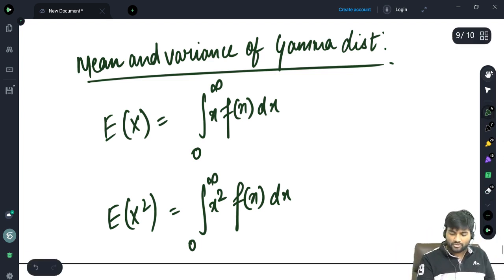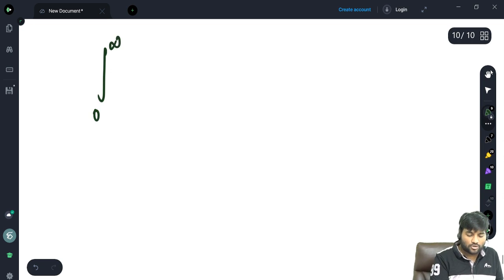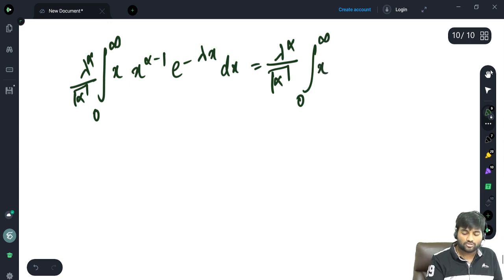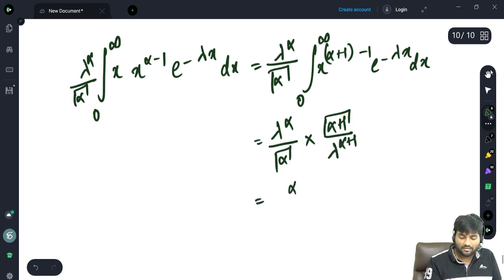Done. Okay. So it was a very simple application of which integration, gamma integration. So how to solve this? Integration 0 to infinity x, lambda to the power alpha by gamma alpha will be outside, x to the power alpha minus 1 e to the power minus lambda x dx. Now this is equal to lambda to the power alpha by gamma alpha, integration 0 to infinity x to the power alpha plus 1 minus 1 e to the power minus lambda x dx. So this is lambda to the power alpha by gamma alpha into gamma alpha plus 1 by lambda to the power alpha plus 1. So this is nothing but alpha by lambda.